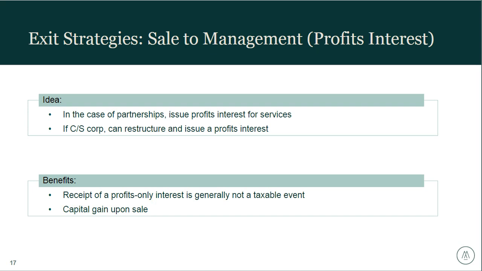The benefit of that is that profits interests are not taxable when issued to the employee or whoever you're issuing the profits interest to. Another big benefit is that when the employee sells, it's a capital gain at 20%. So you get out of the compensation side at 37%, dropping the rate down to 20%, and you also don't have to worry about it being immediately taxable upon issuance.